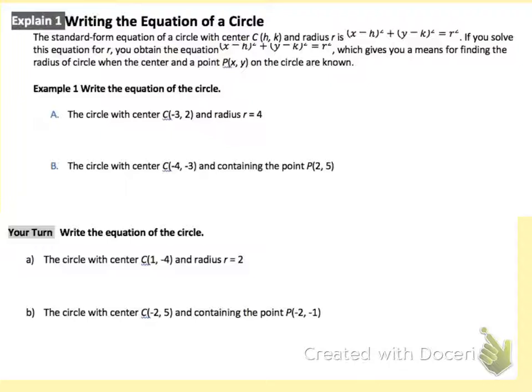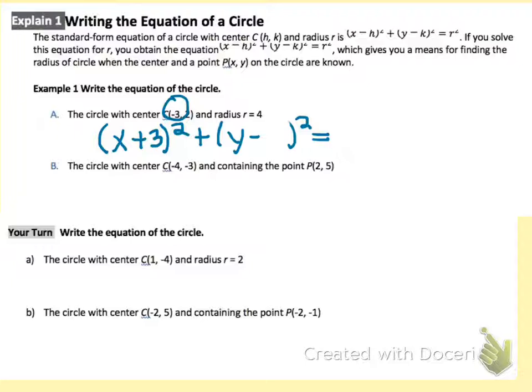So if we knew that the circle had a center at (−3, 2) and a radius of 4, this would be really, really easy to write the equation for. It would just be (x − h)² + (y − k)² = r². The h, or the x coordinate of the center, is −3. So that would be x minus −3, which makes (x + 3)².